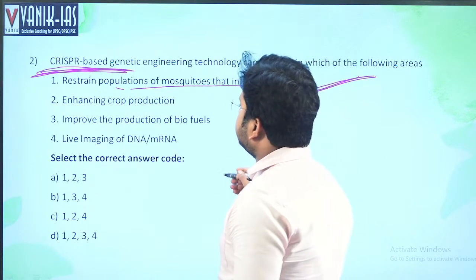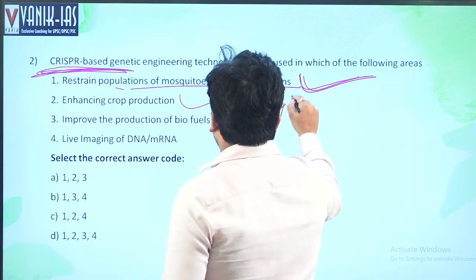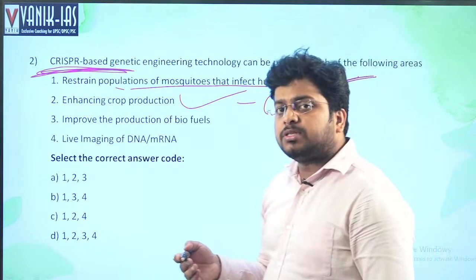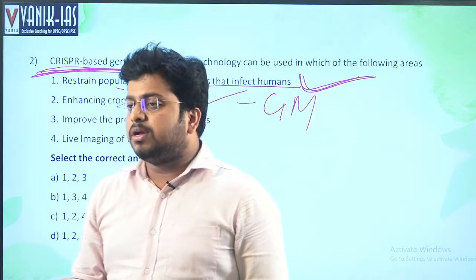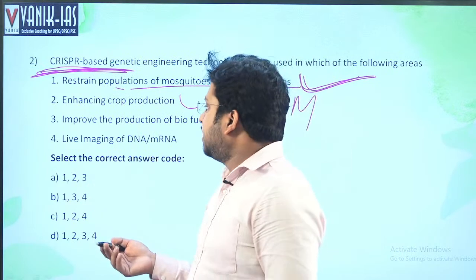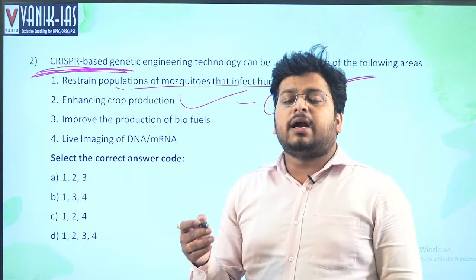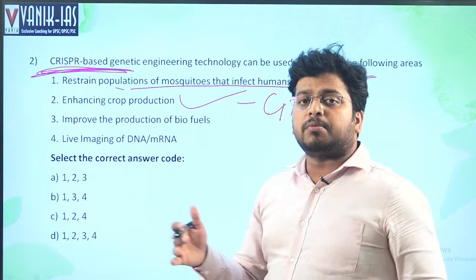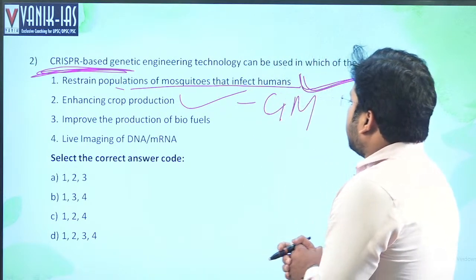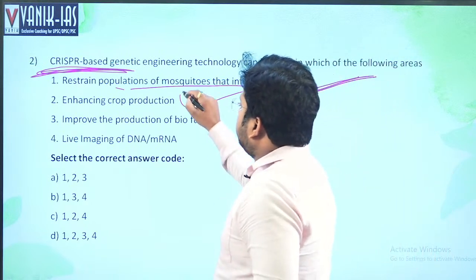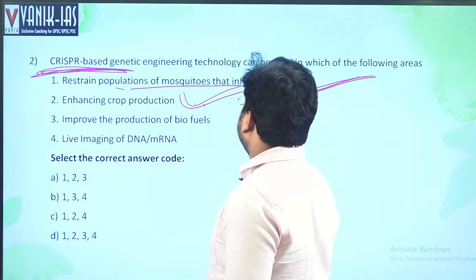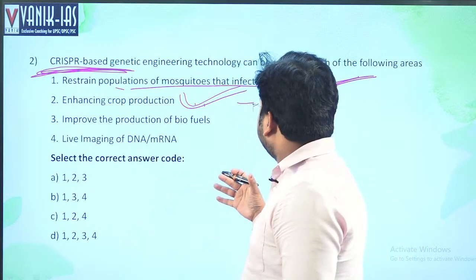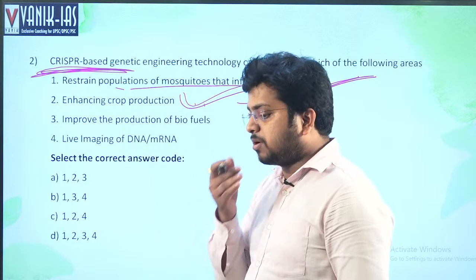Then enhancing crop production. Yes, by genetic engineering we can create GM crops, and GM crops can create a huge amount of production. For example, in the case of BT cotton, after the production of BT cotton by genetic engineering, now 95% of farmers are cultivating BT cotton. Obviously, because the production is huge as compared to traditional cotton. That's why it increases crop production. GM crops are also pest resistant, right? Pest resistant means the pest attack will be reduced in the GM crops.